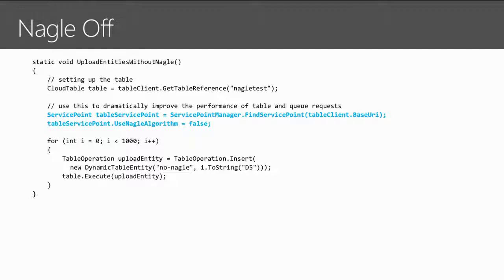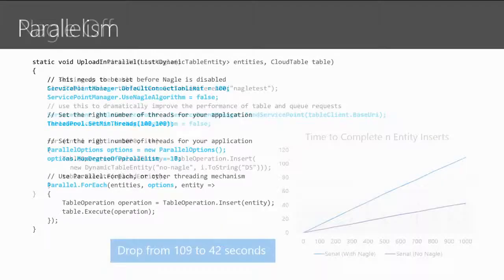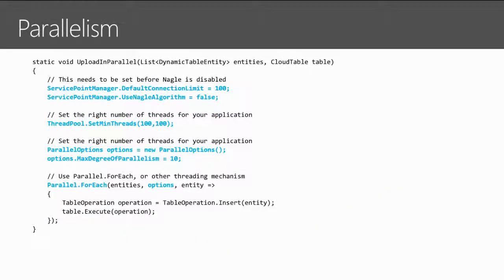Let's see what the impact is. It drops from 109 seconds to 42 seconds. Doing much better here. So I think we can still go faster. I owe you 99%. Parallelism. So of course, we can do some parallelism. I'm just using here simply a .NET Parallel.ForEach. Note that first blue line there, default connection limit equals 100.